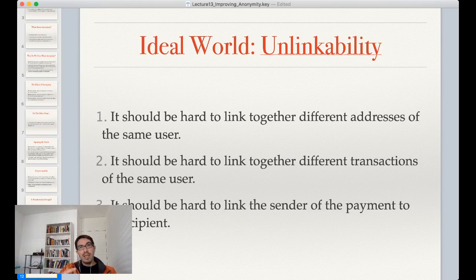So it should be hard to link together different addresses of the same user. The same user should be able to have multiple accounts, and it's difficult to link them all together. For the same user, it should be hard to link their transactions together and know that they're from the same user. And finally, it should be hard to link the sender of the payment to the recipient of the payment. So we should not be able to see that person X is sending and person Y is receiving.